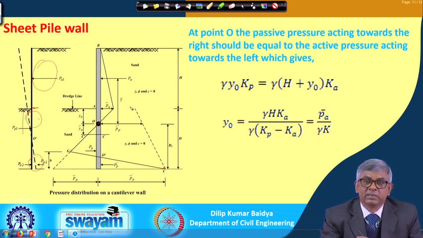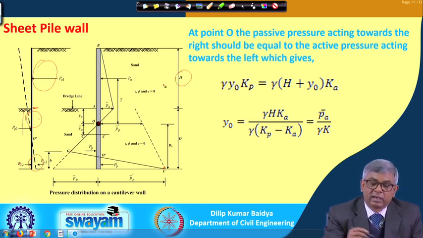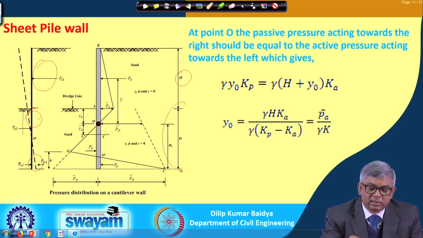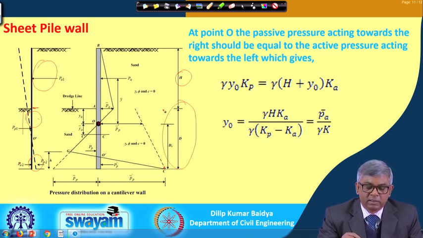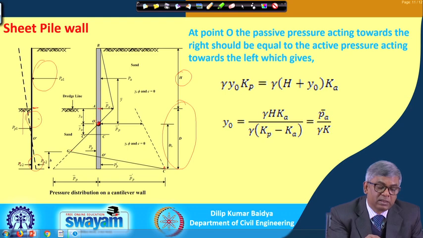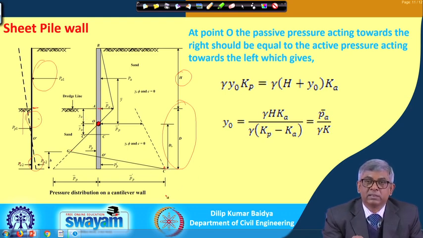So, this is the typical pressure diagram, and if H is the cantilever portion, then the most important part in this cantilever retaining wall is to determine how much depth of embedment is required. To find that out, there are two parts. From where the pressure becomes 0 to the end, if I denote from here to here as y naught, the depth required will be d naught plus y naught.